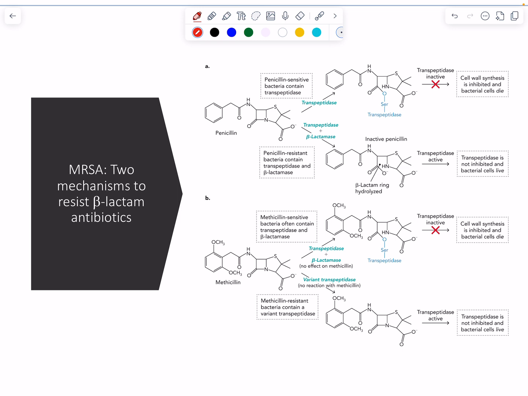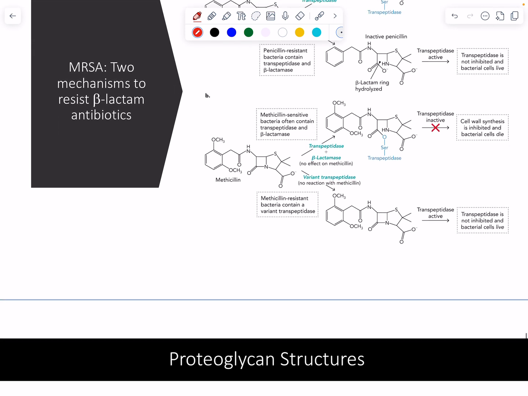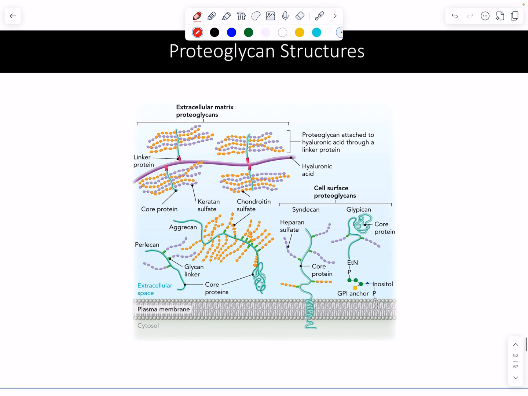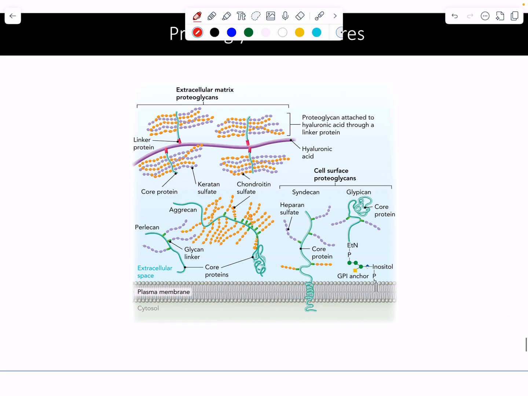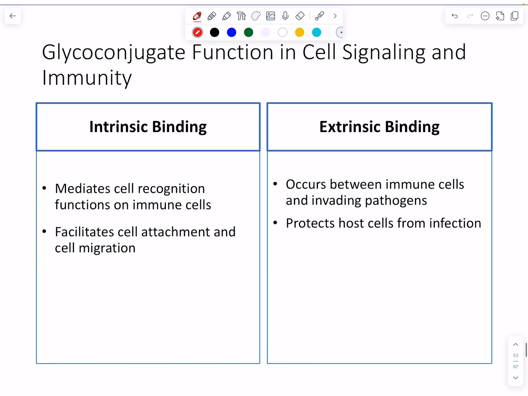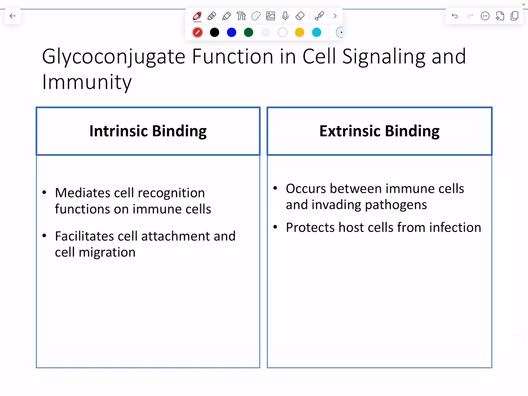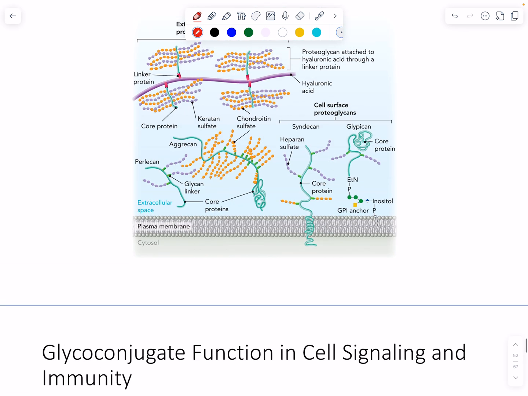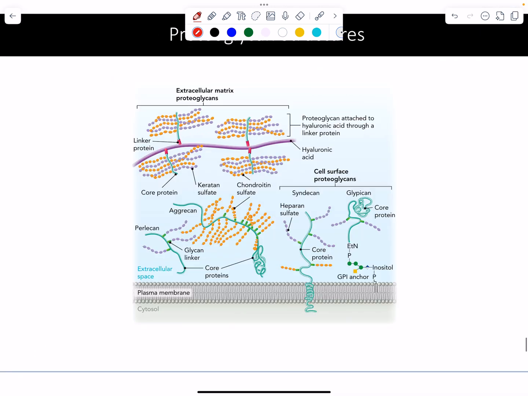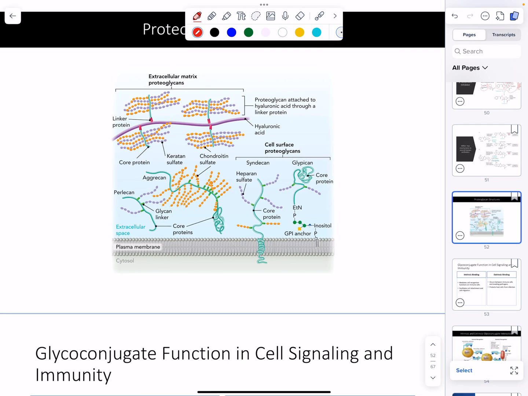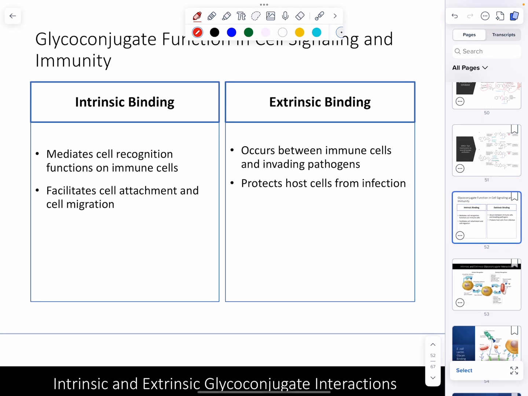Oops. Okay, so this is just a little bit more detail about that. So we've already looked again at proteoglycan structures. That's a repeat slide, so while I'm here, I'm going to delete the repeated slide because we don't need it. There we go.